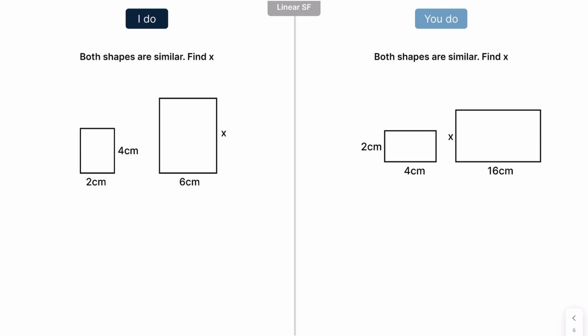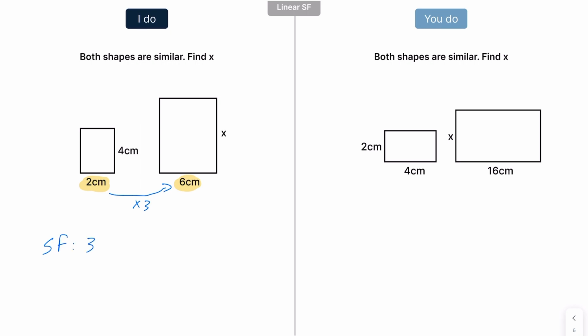So the first thing to do here is find two matching sides that you've been given information for. So straight away, I can see that this side and this side I have the information for. So how did this shape go from 2 to 6? Well, it must have been enlarged by a factor of 3. So what we call that is the scale factor. So the scale factor for this shape is 3.